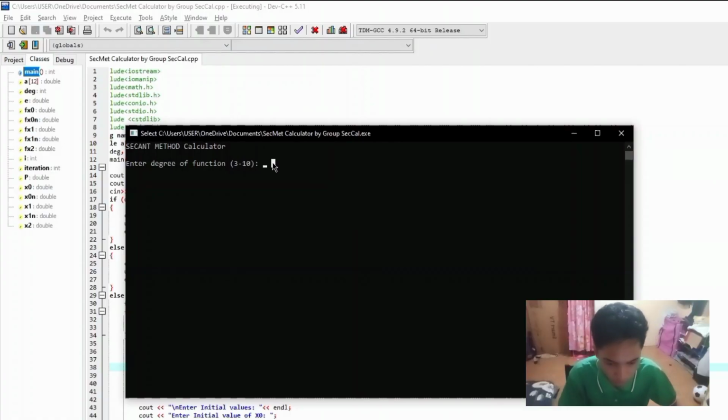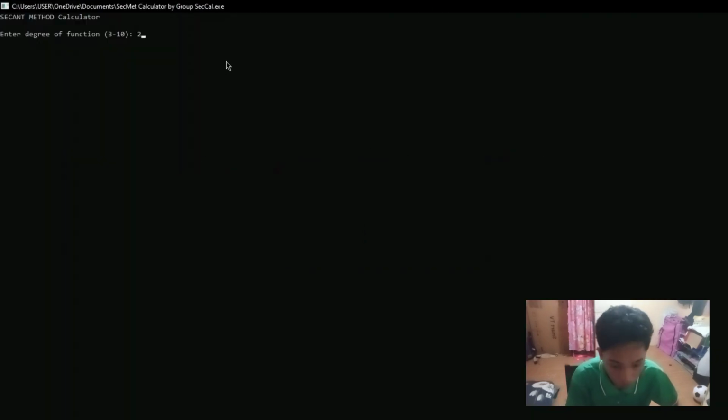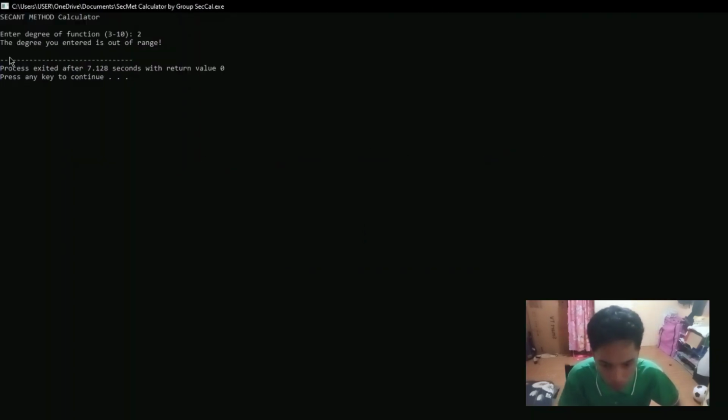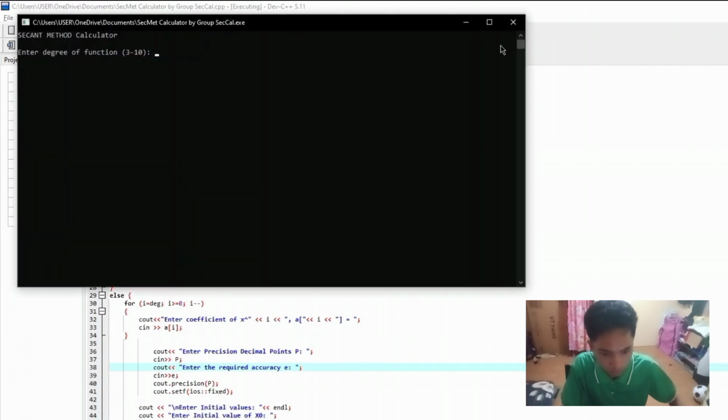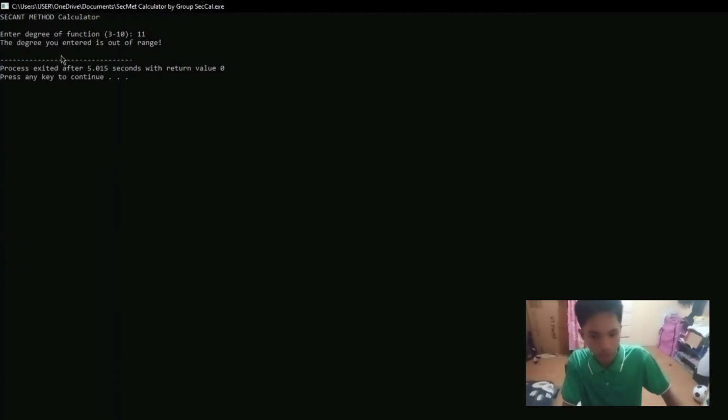What about when the degree is lower than 3 or more than 10? Let's check. Let's say we enter 2. The degree you entered is out of range. Even if it goes lower, like 1, 0, negative 1, negative 2, and so on, the same happens. And if we enter 11, which is more than 10, the degree you entered is out of range. The same happens even if it exceeds that.